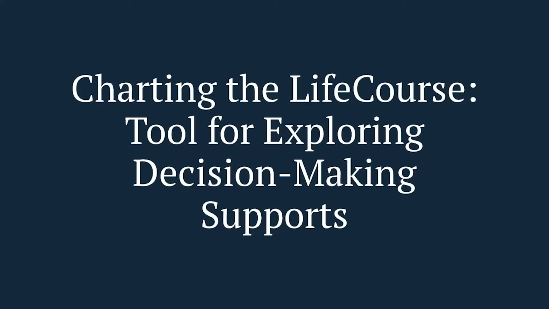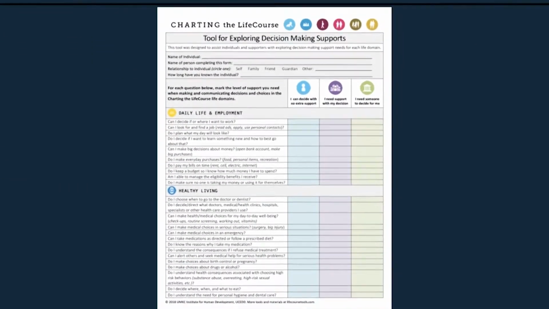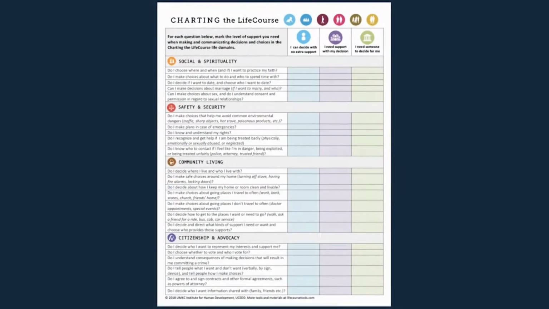This video explains how to use the Charting the Life course tool for exploring decision-making supports. The tool is designed to facilitate a conversation that helps you and the person-centered planning team identify different levels of support the person with a disability needs to make important life decisions.